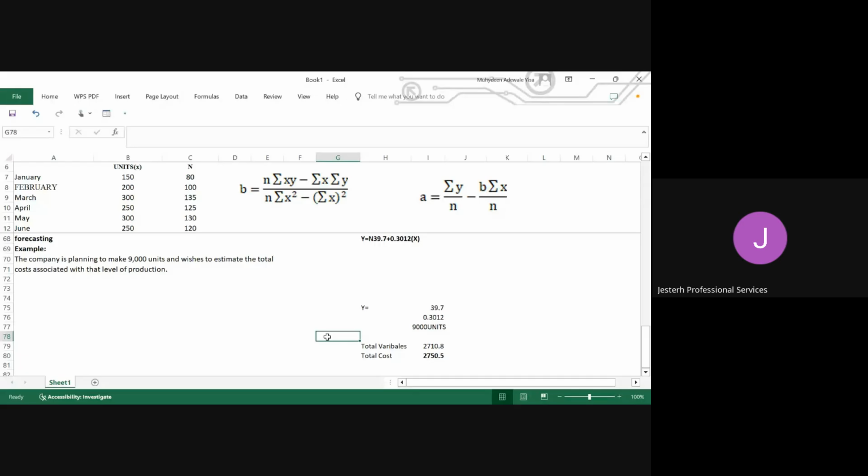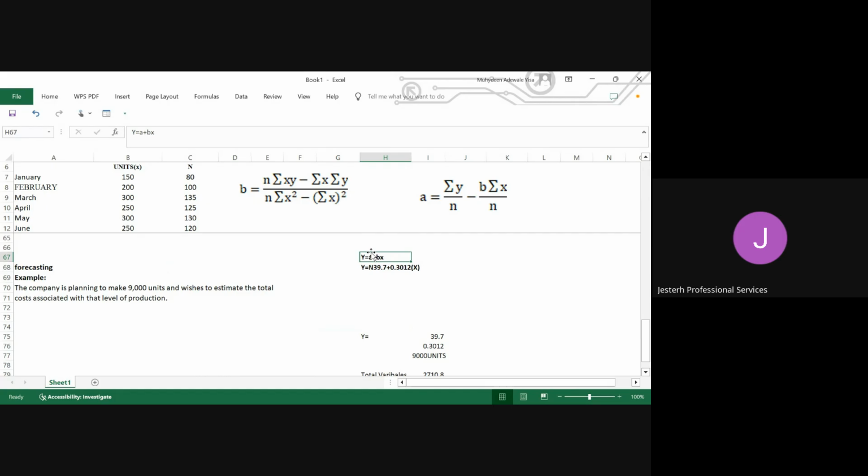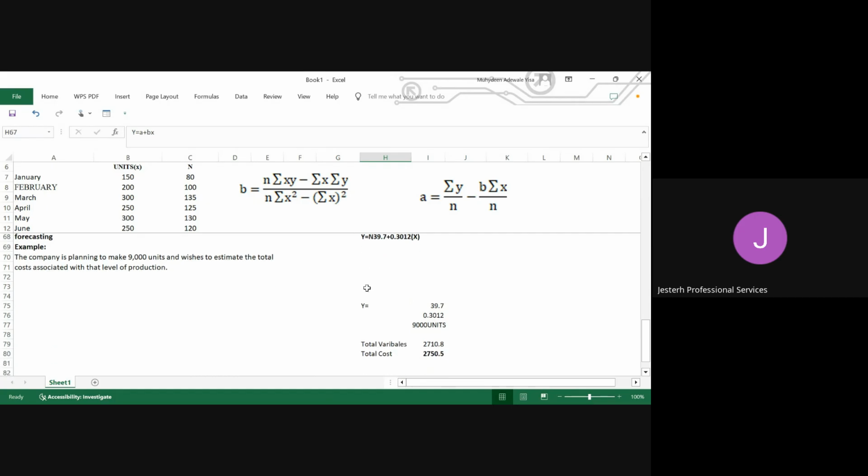We determine the total variable cost using our cost function that we have prepared. And then the total variable cost gives us 2,710 naira 0.8. Then our fixed cost is 39.7. Now, based on this cost function formula that we are using, we are going to add them. That is the reason why.